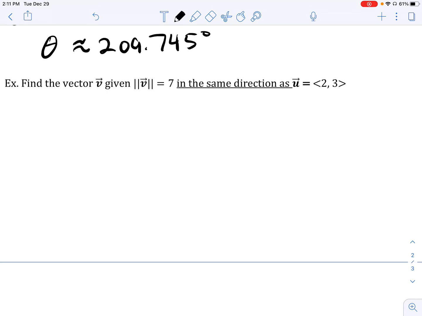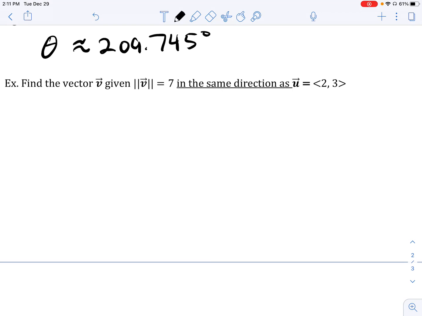The one downside to this is oftentimes when we find a direction angle, we are finding an approximate angle. It's not always that we will get an exact angle. We'll be using an approximation. So how could we do this problem so that we're not using an approximation for our direction angle?